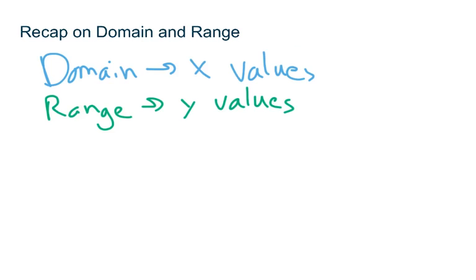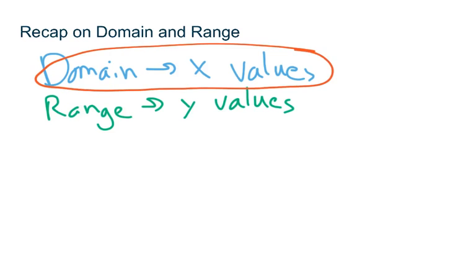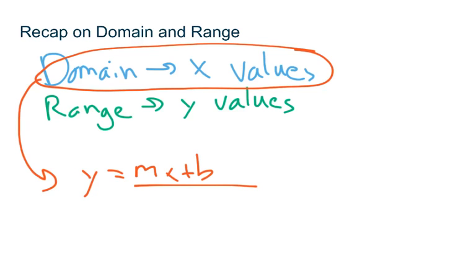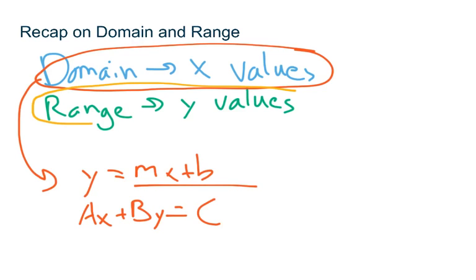Now, most of this is going to be dealing with domain values, all right? And we'll be dealing with domain anytime we have y equals something of x, so mx plus b, or if we're dealing with ax plus by is equal to c. The only real time we're going to mess with range values is if we have the vertical line equation, which is x equals some number.